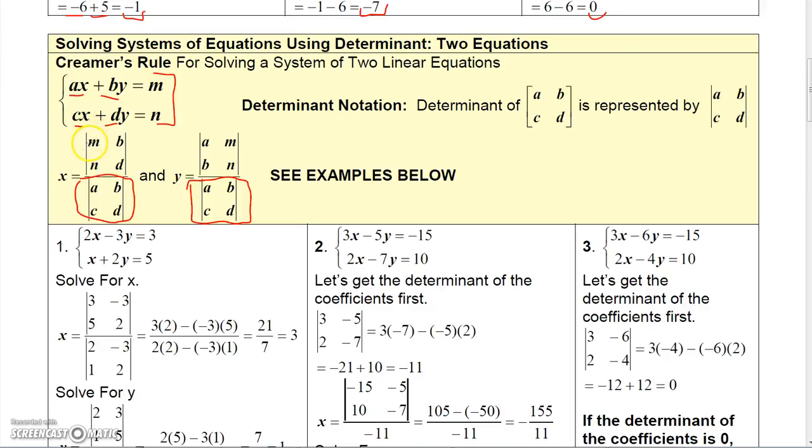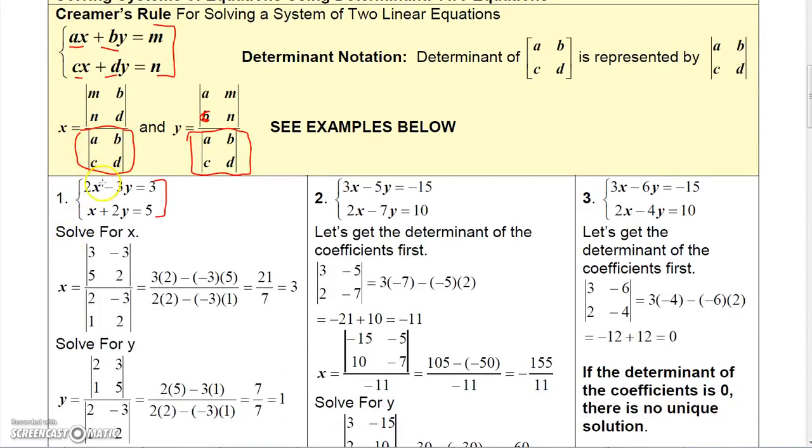The determinants on top are actually, for x, the first column are the constants m and n, and the second column are the coefficients of y. And for the y value, the first column is the coefficients of x, and this should say c here, not b. So coefficients of x, and then the second column is the constants. So, down here I have a system, and we can solve this easily using determinants.